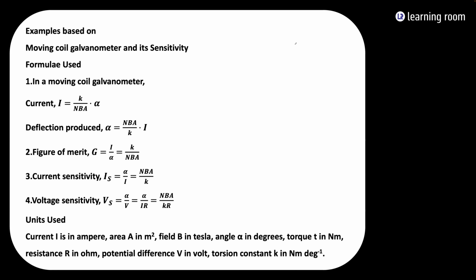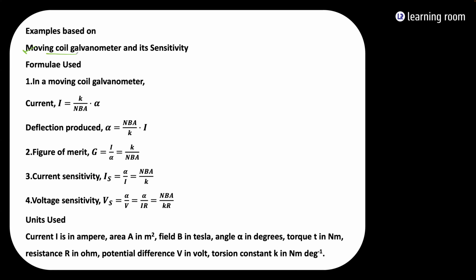So shall we get started? Right. So the last set of problems that we are supposed to see is based on a moving coil galvanometer, right? So we'll see some problems that are from the moving coil galvanometer.